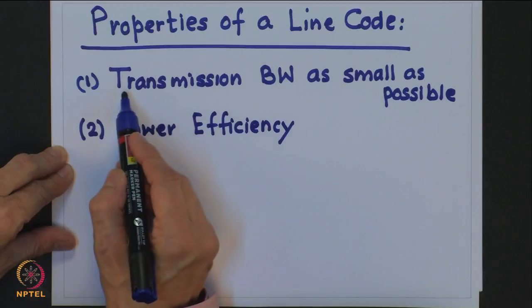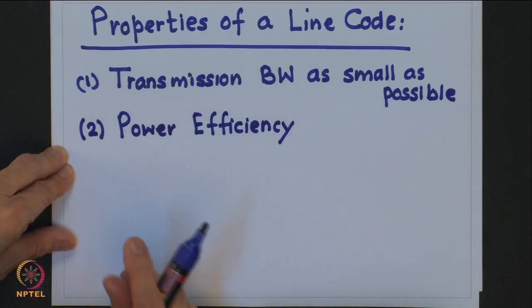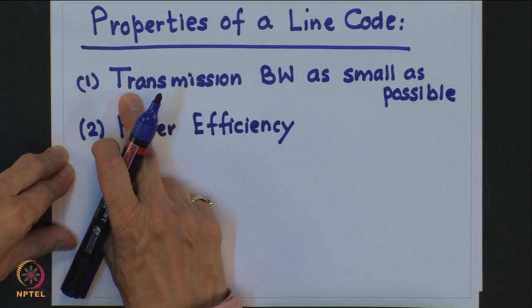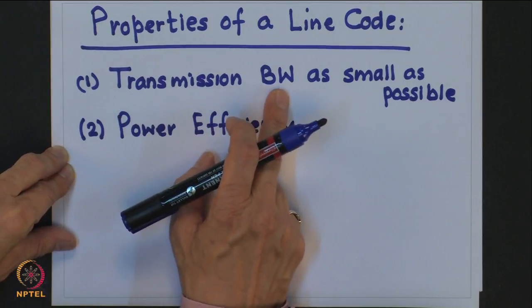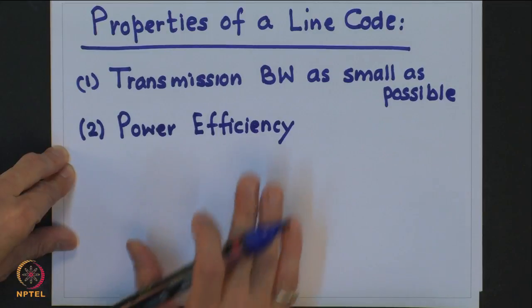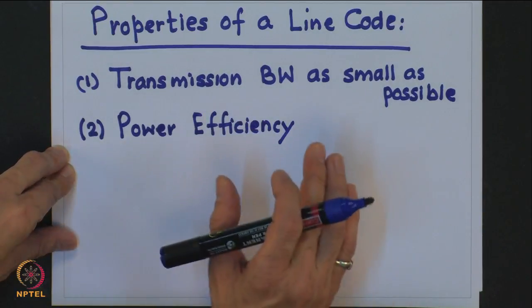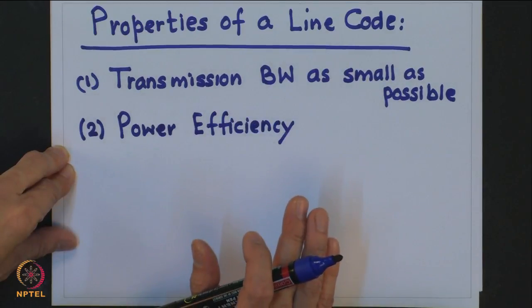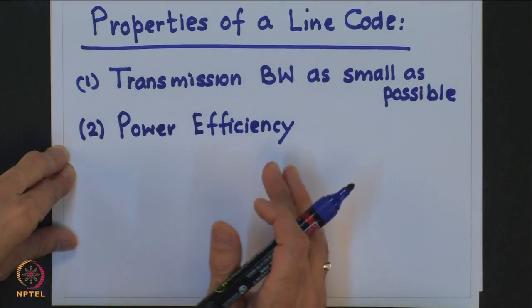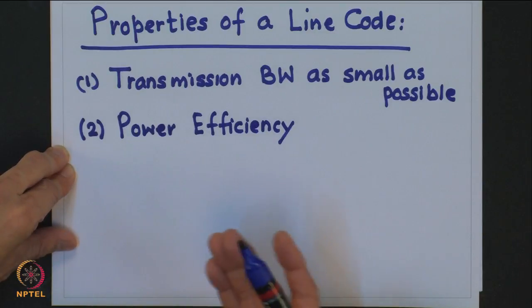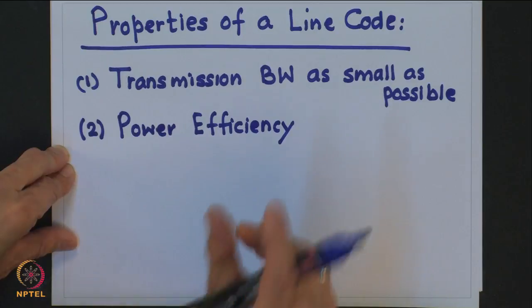Just to go back to the transmission bandwidth, it is important to know that NRZ versions of the unipolar, polar or bipolar formats make more efficient use of bandwidth, whereas the return-to-zero formats of these line codes, unipolar, polar or bipolar, will require higher bandwidth.